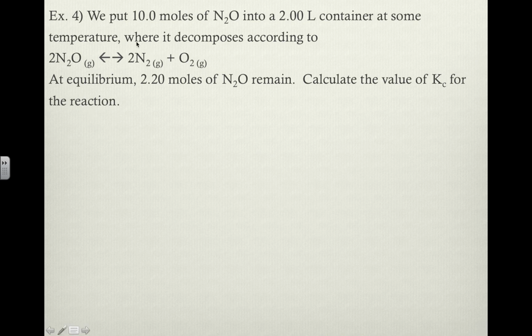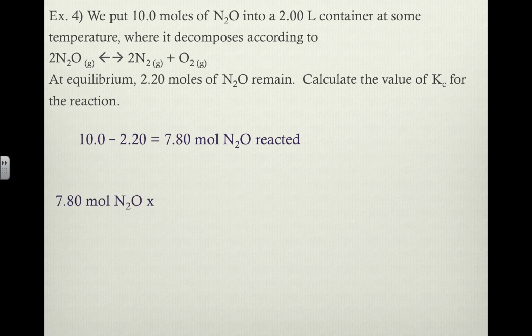So we know that we started with 10 and we ended with 2.2 moles of our reactant. So that means 7.8 moles reacted. Well, 7.8 moles of that turned into some nitrogen and some oxygen. It decomposed. It didn't turn. We're not doing alchemy or anything. Well, we need to know how many moles of nitrogen and how many moles of oxygen we produced. So we're going to turn to our friend stoichiometry and do that.